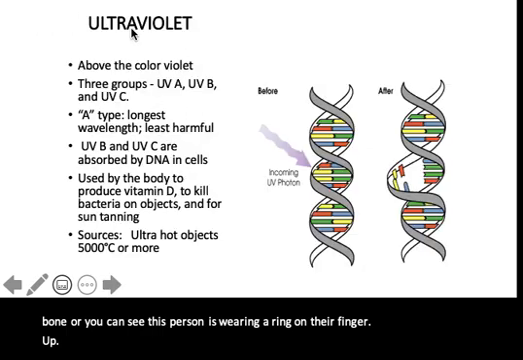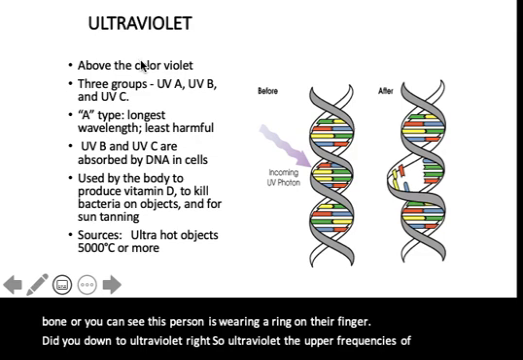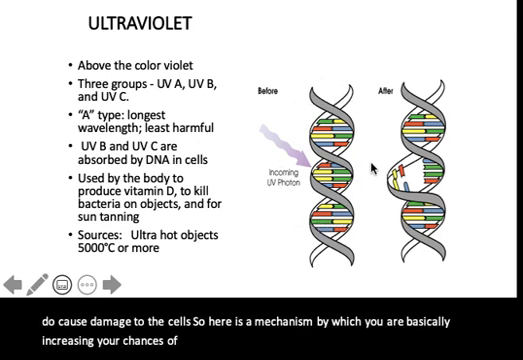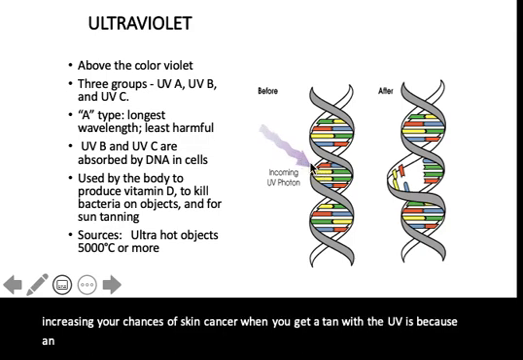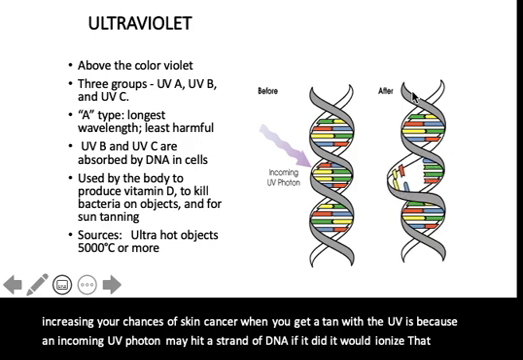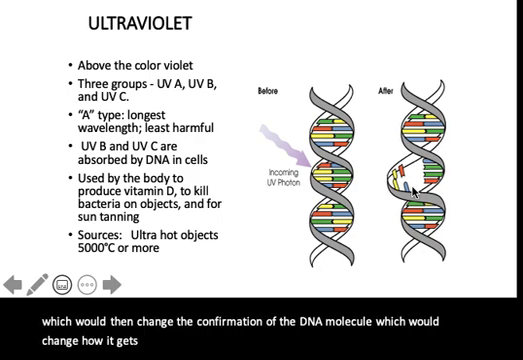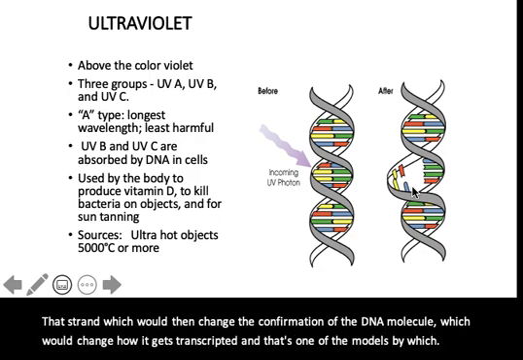Then you're down to ultraviolet, right? So ultraviolet, the upper frequencies of ultraviolet do cause damage to the cells. So here's a mechanism by which you are basically increasing your chances of skin cancer when you get a tan with the UV, is because an incoming UV photon may hit a strand of DNA. If it did, it would ionize that strand, which would then change the conformation of the DNA molecule, which would change how it gets transcribed. And that's one of the models by which a cell can become a cancerous cell.